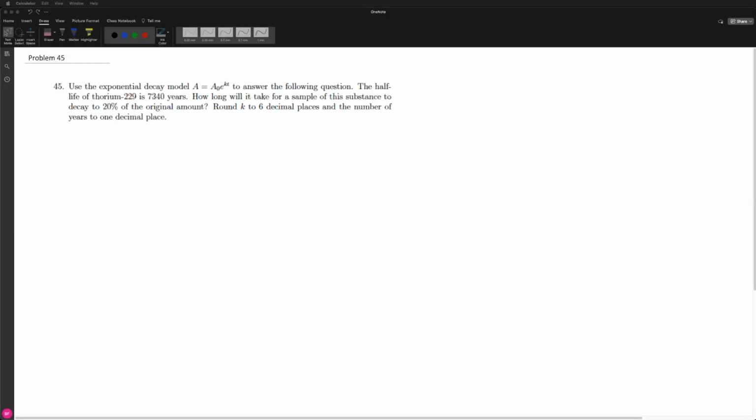Problem 45. Use the exponential decay model, A equals A0 e to the kt, to answer the following question. The half-life of thorium-229 is 7,340 years. How long will it take for a sample of the substance to decay to 20% of the original amount? Round k to 6 decimal places and the number of years to 1 decimal place.